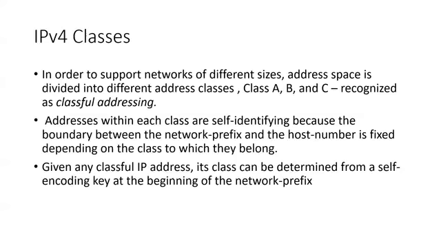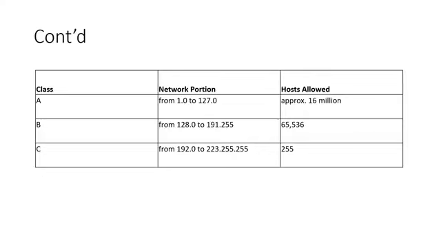A, B, and C are what are mostly used for addressing on networks. So addresses within each class are self-identifying. When we say they are self-identifying, this is what we mean. There is a range that has been specified.